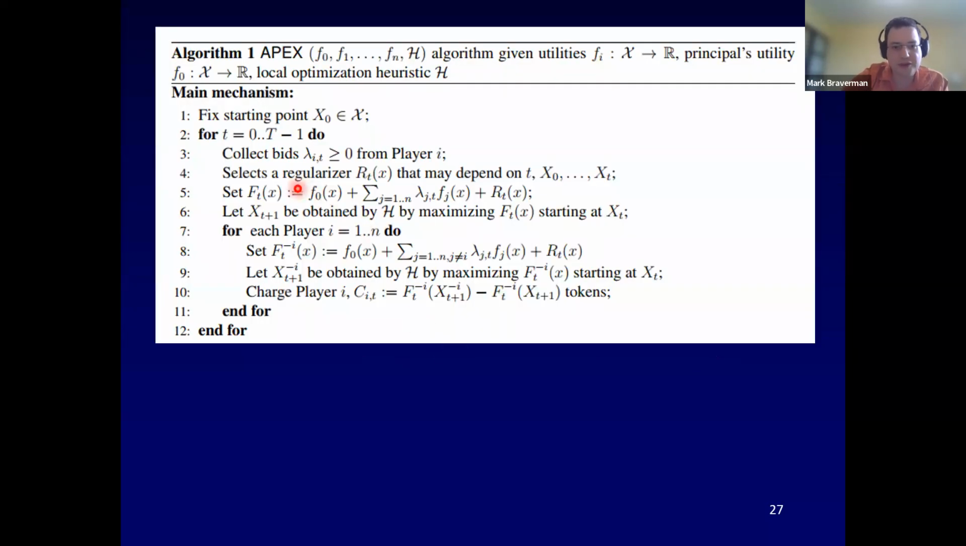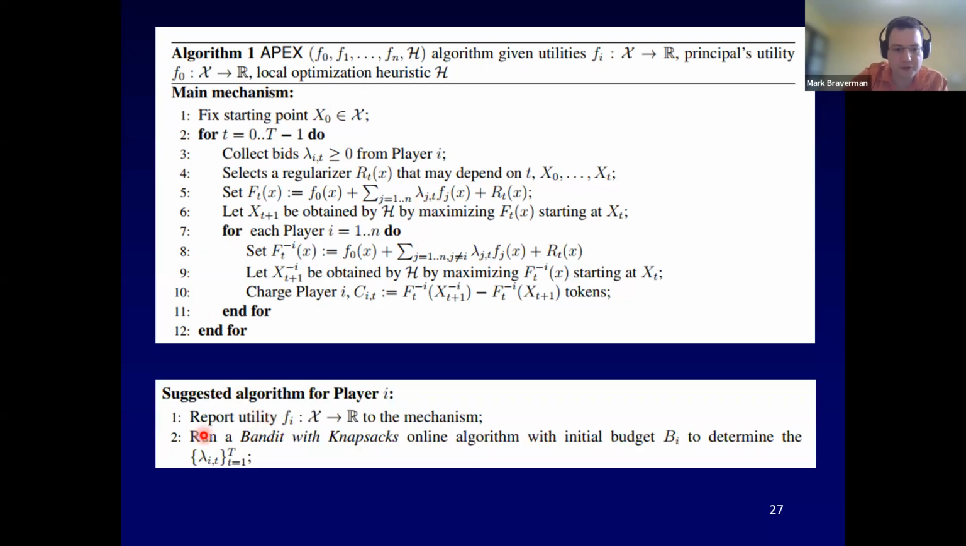So what we do is, on top of that heuristic, we intertwine one step of that heuristic with a step of players updating their lambdas and calculating externality costs. And the goal of the players, so basically, at every step there is a local optimization step and a step of computing local prices, local VCG prices in tokens. So that's from the viewpoint of the algorithm.